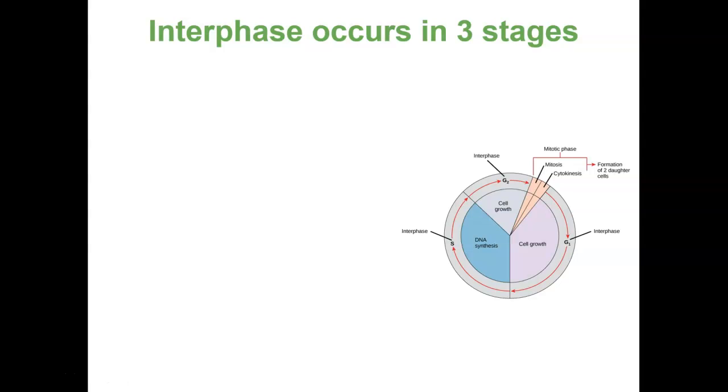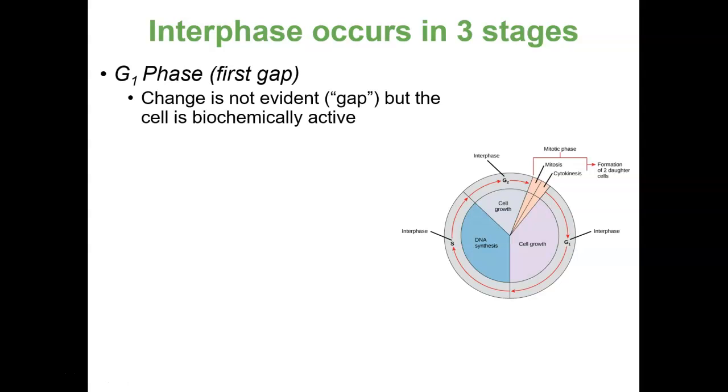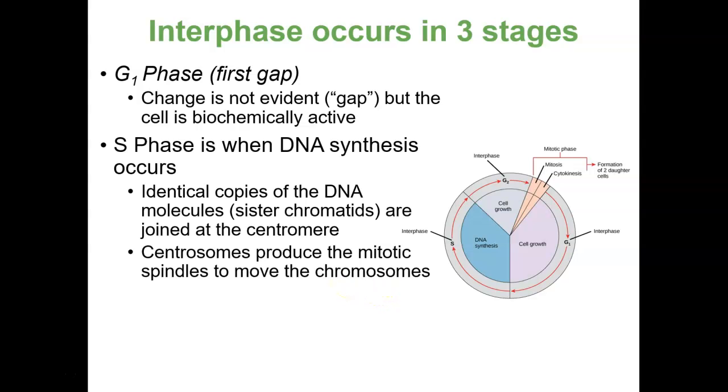So interphase has three parts. The G1 phase, or the first gap phase: you don't see any real change, but the cell is biochemically active. It's doing the job that the cell was intended to do. It's doing the life work of the cell. The S phase is then the next phase that's entered into, and this is most important for making identical copies.